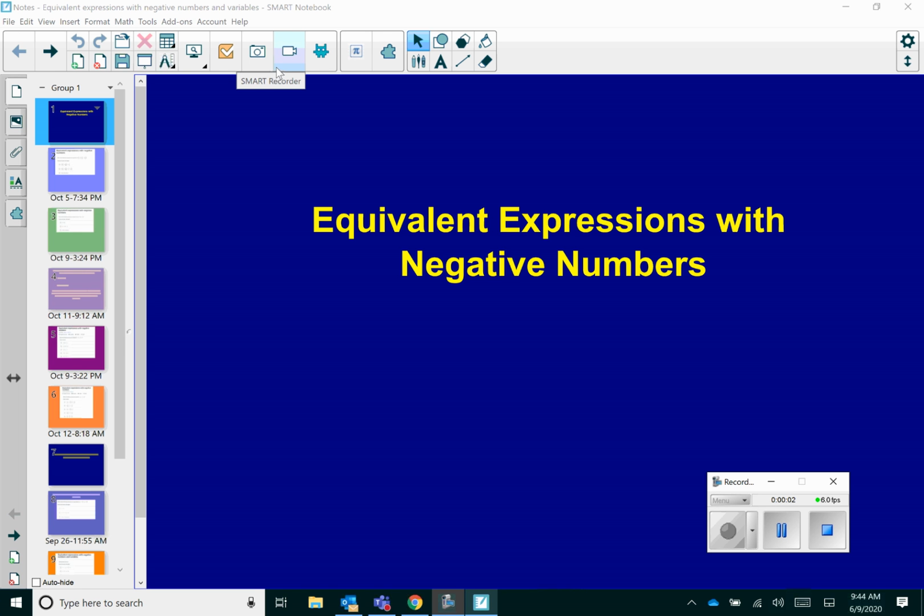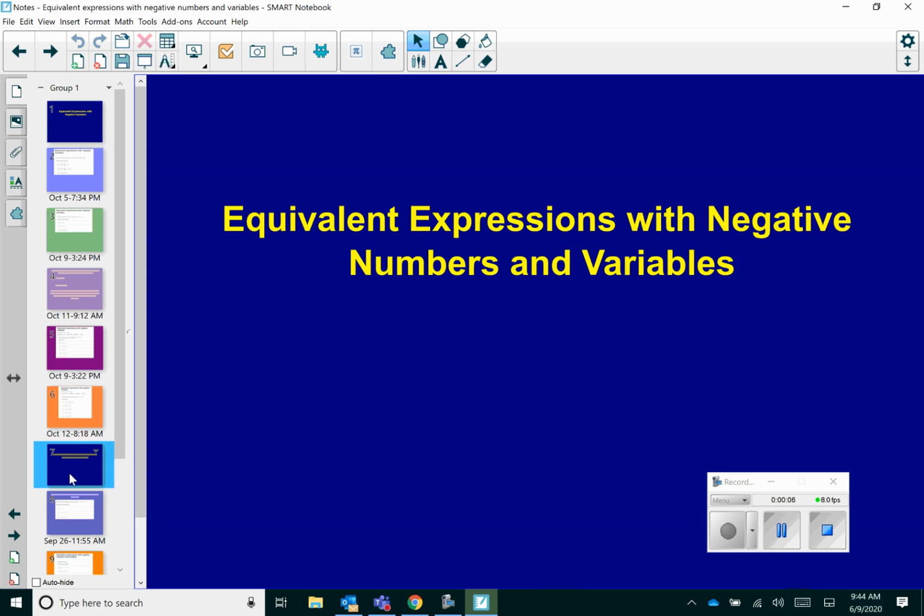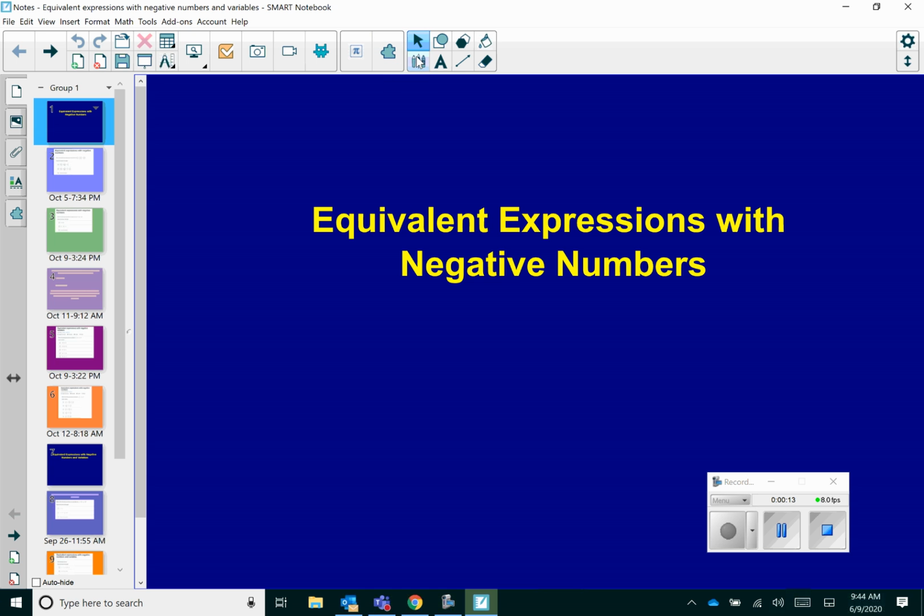Hello everyone. Today we're going to talk about equivalent expressions with negative numbers and equivalent expressions with negative numbers and variables. So let's start with the first one, with just equivalent expressions with negative numbers. So let's do a few examples together.